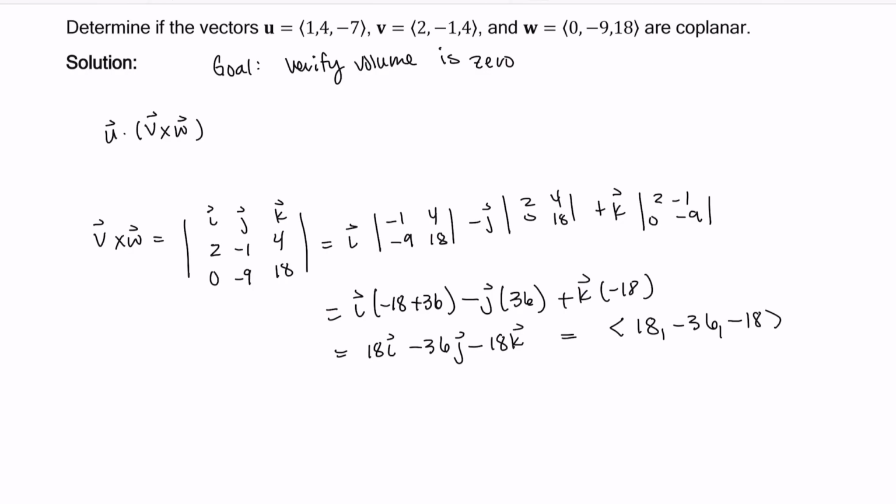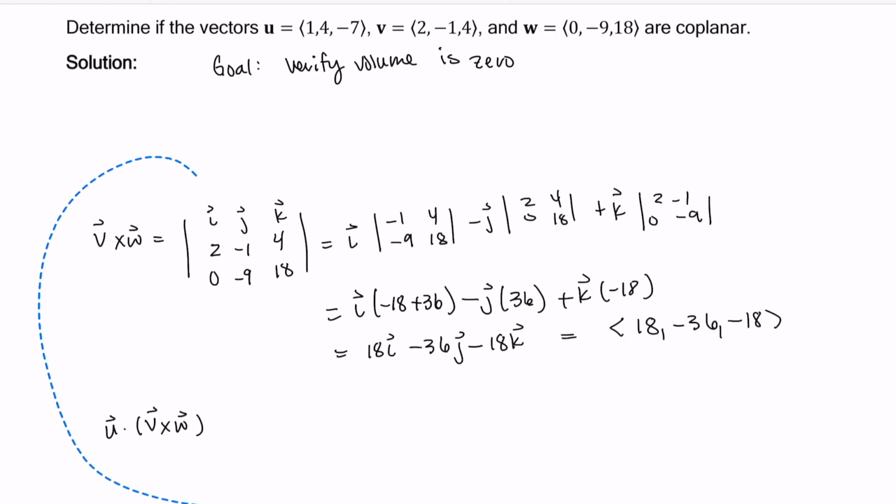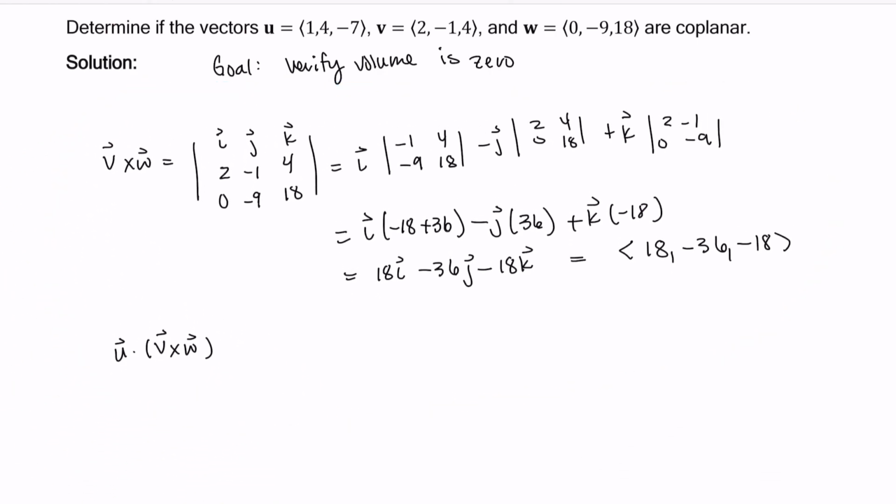All right, so now that we have that, we can work out what U dotted with this cross product is. So U is equal to 1, 4, -7. And we're going to dot that with 18, -36, -18. So this is 18 plus 4 times -36 plus 7 times 18.